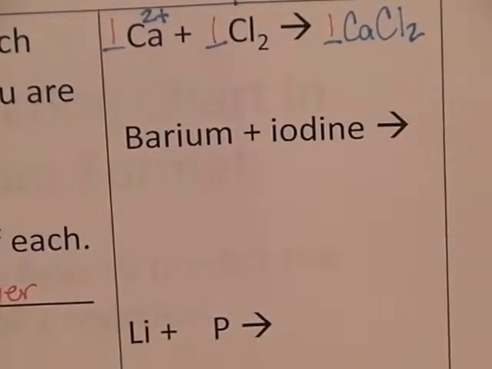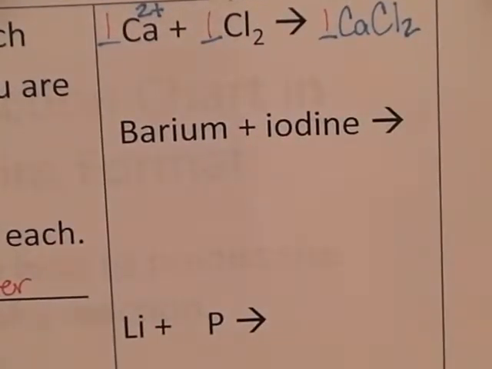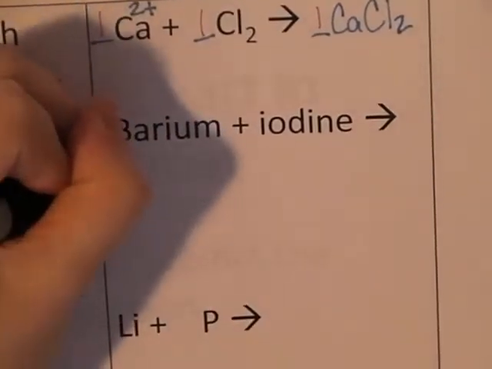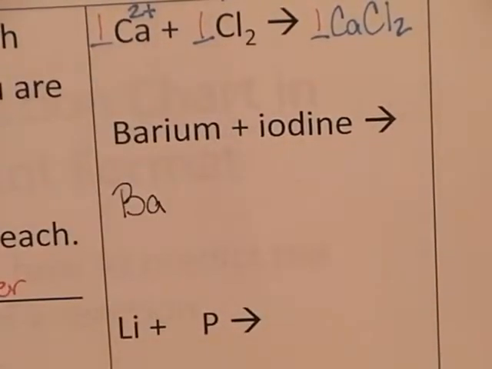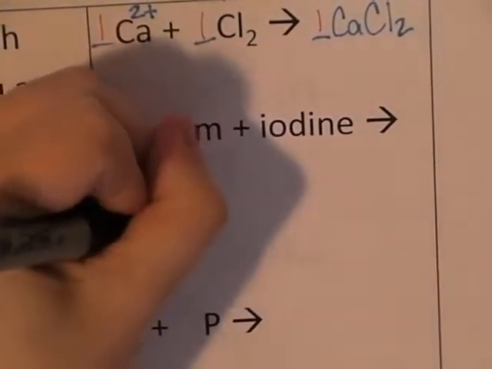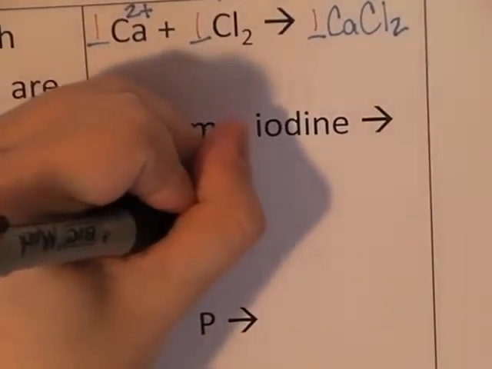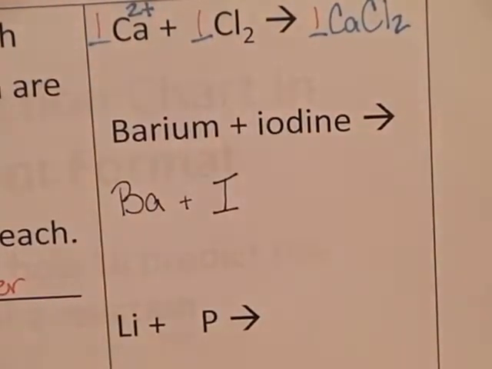Next one, barium plus iodine. So we need to put this one in formula form first. So let's go ahead and do that. So barium, how do we write barium? We just put Ba, right? It's not part of Brinkelhoff, so just barium. Plus iodine we know is I.